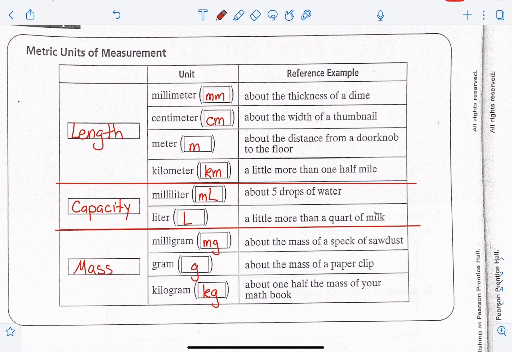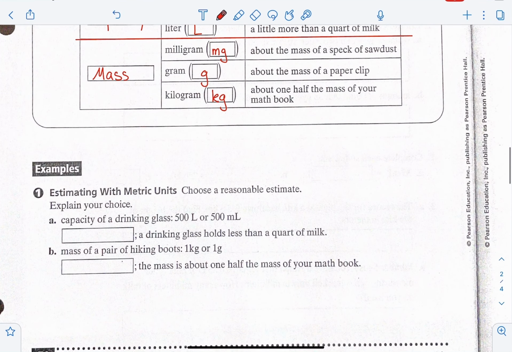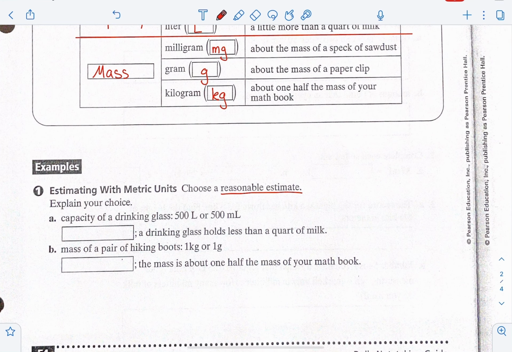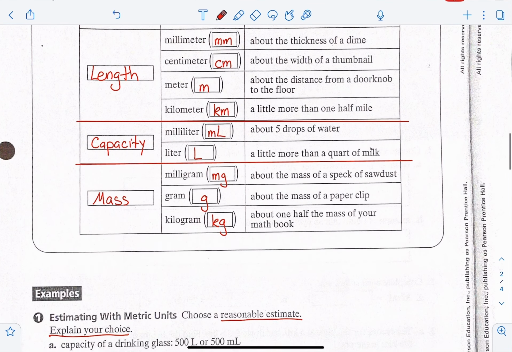Which is similar to weight. We could get scientific and talk about how weight is different on different planets based off gravity. But it is similar in style to weight. Okay, so mass. All right, so estimating with the metric units. So let's move down here. We have choose a reasonable estimate and then explain. So it's going to ask you essentially to pick one of these units and then explain why you picked that.